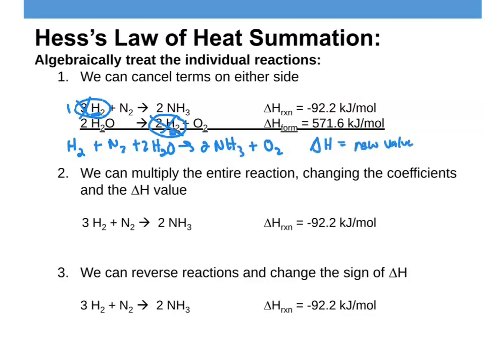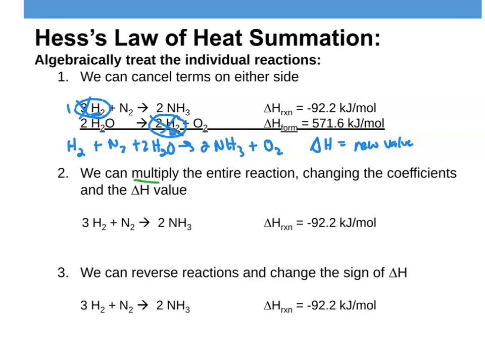This would have a new delta H value. You'd simply add negative 92.2 and then 571.6. So we can cancel stuff, and it can be just partials. It didn't have to be 3 and 3. It was 2 and 3, so I had 1 H2 left over.